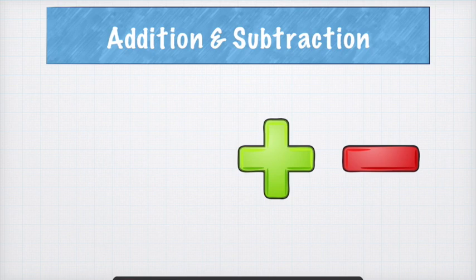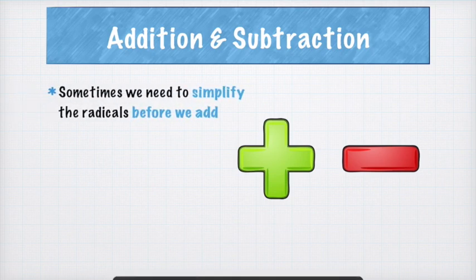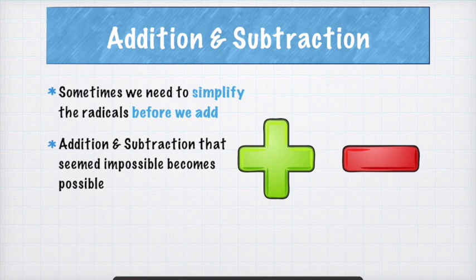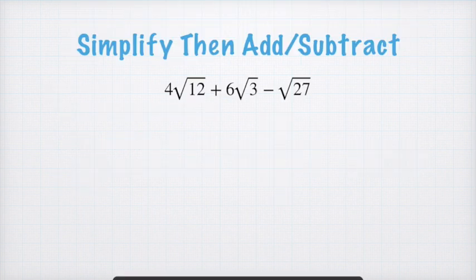Now, there's another thing as well. With addition and subtraction, sometimes we need to simplify the radicals before we can add them. So go back to our section 1.6 where we were talking about simplifying. Addition and subtraction that seemed impossible when they had different things under the root actually becomes possible. Well, not all the time, but sometimes it will become possible when we simplify. Let's take a look at this.